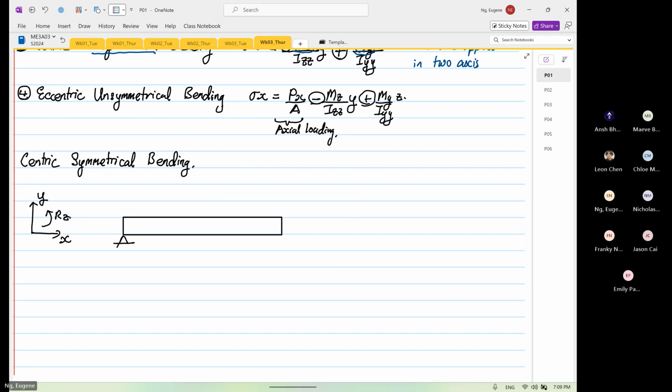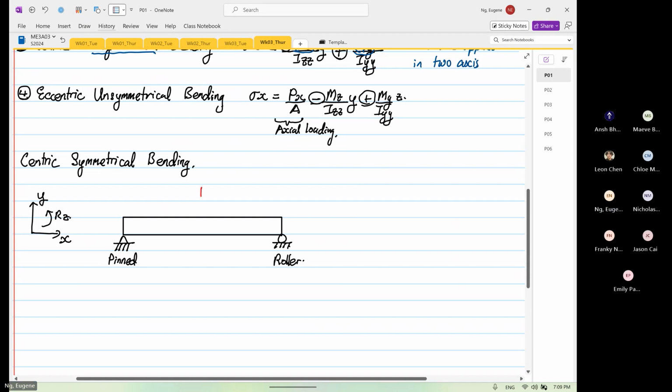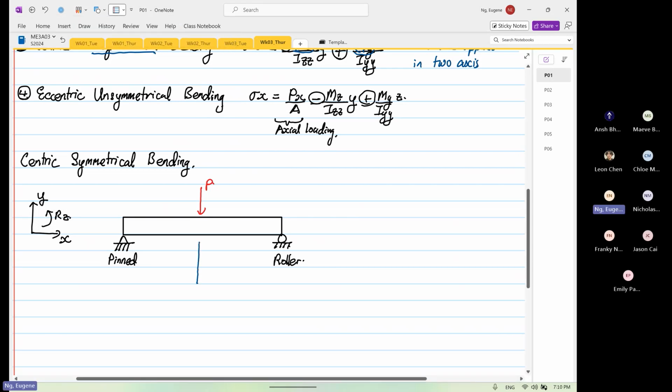One side is pinned, the other side is on a roller. So right down here, this is pinned, and down here is on the roller. And you guys should know the difference by now. And then you have an applied load at the center. And with this applied load, we have the associated distances.